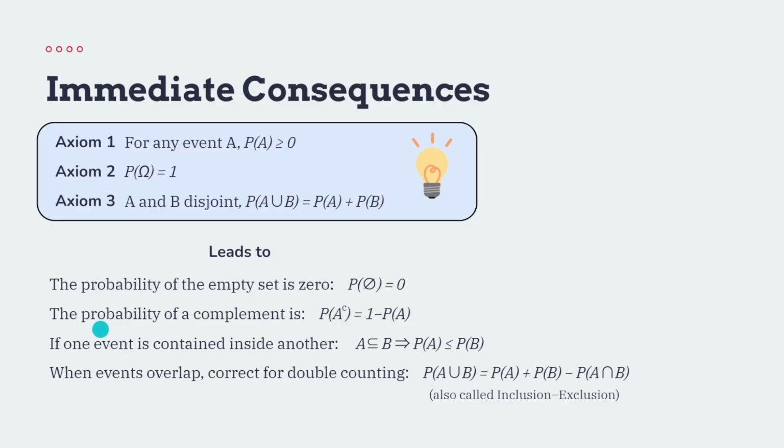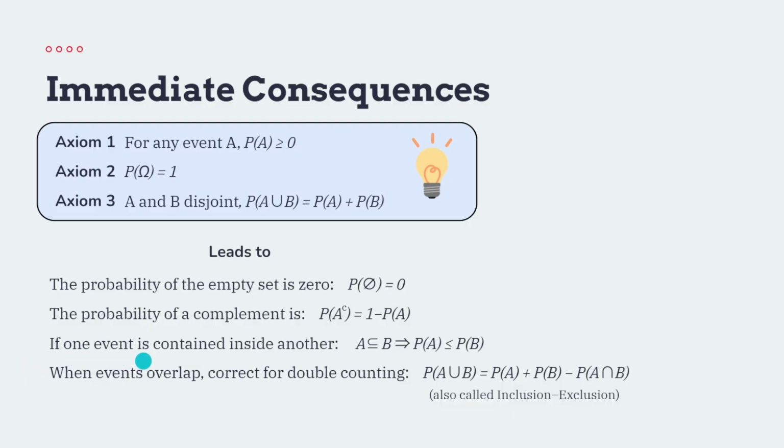Next, the probability of a complement. P of A complement is 1 minus P of A. And this is because A complement and A, when added together, become the sample space, and the probability of the sample space is 1. And therefore, with algebra, this equation holds true. Let's go to the next one.